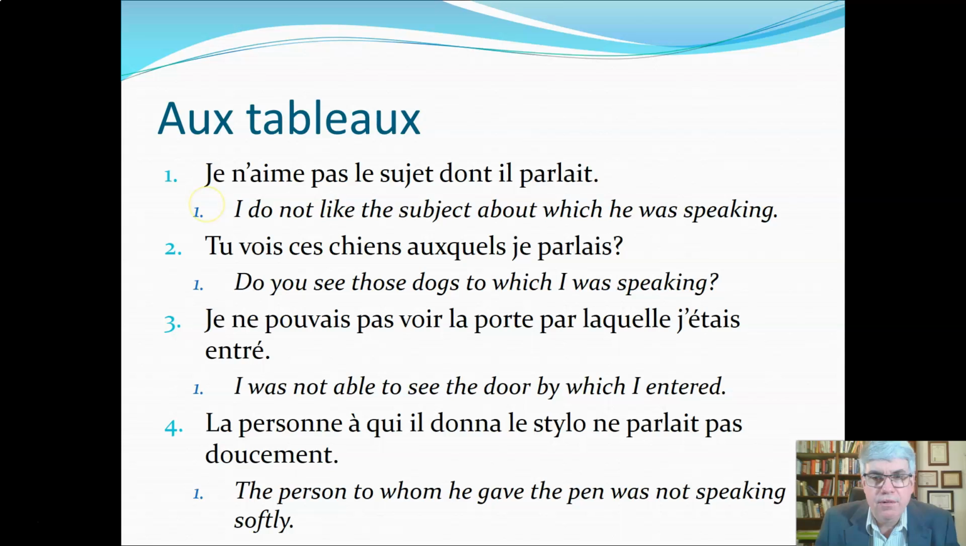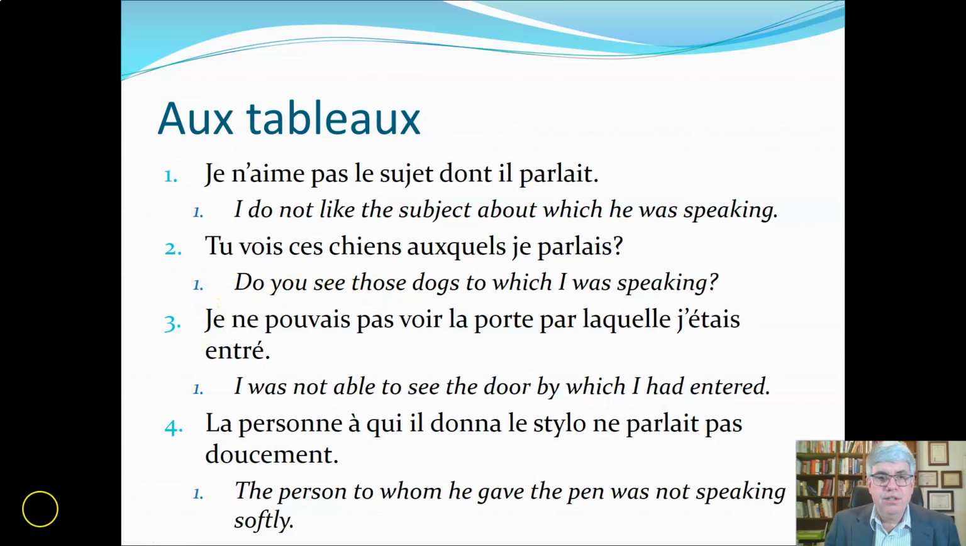Tu vois ces chiens auxquels je parlais? This is a question. So it would be: do you see these dogs to which, or to whom, if you want to personify the dogs, I was speaking? Do you see the dogs to which I was speaking? Or do you see those dogs? So here we have ces chiens, so it could be these dogs or those dogs.